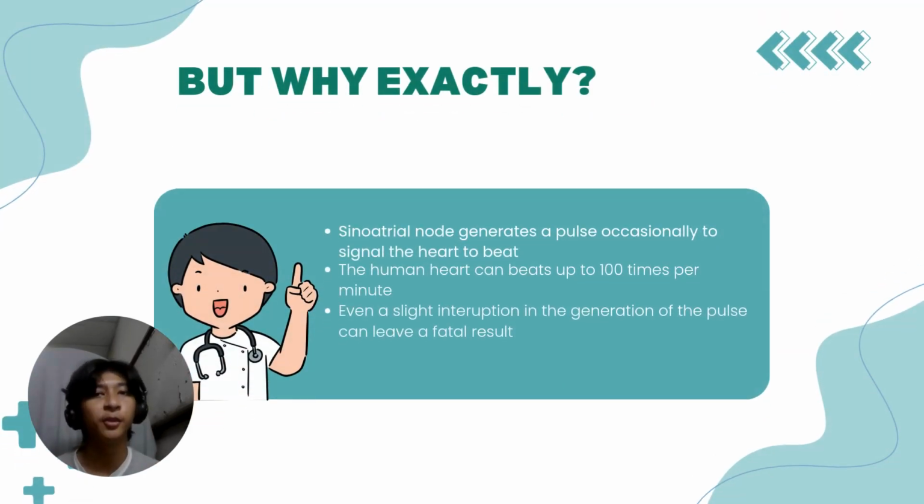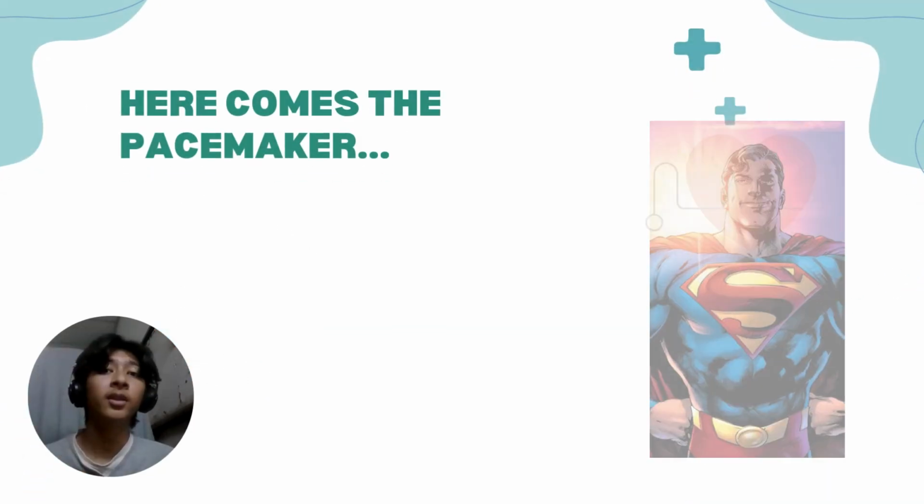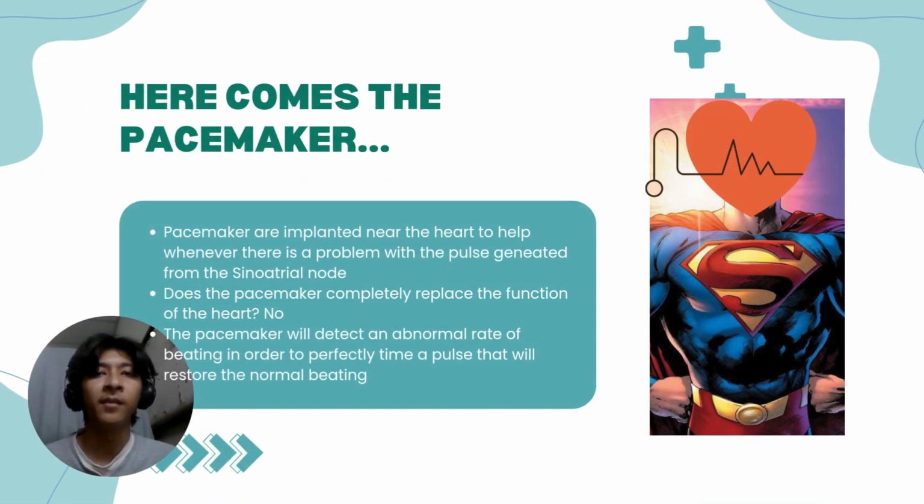So, why exactly do we need a pacemaker? Well, you see, usually the sinoatrial node is the one that is responsible for generating the signal to the heart, and it usually maintains a beating rate of about 100 times per minute. So you see, even a slight disruption in this signal processing will cause a very big problem to us. So you see, this is when the pacemaker comes into play. A pacemaker will generate a pulse whenever there is an abnormal activity in the heart.